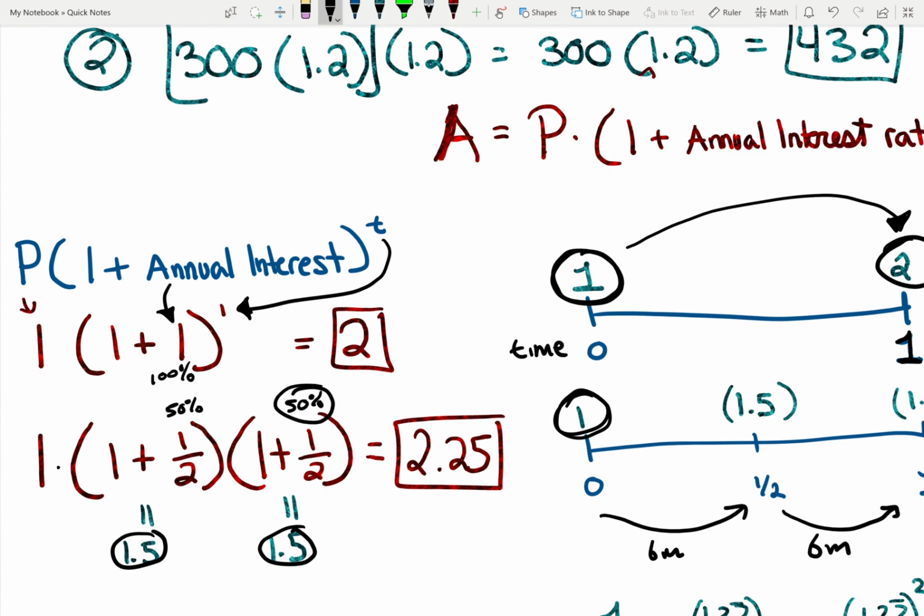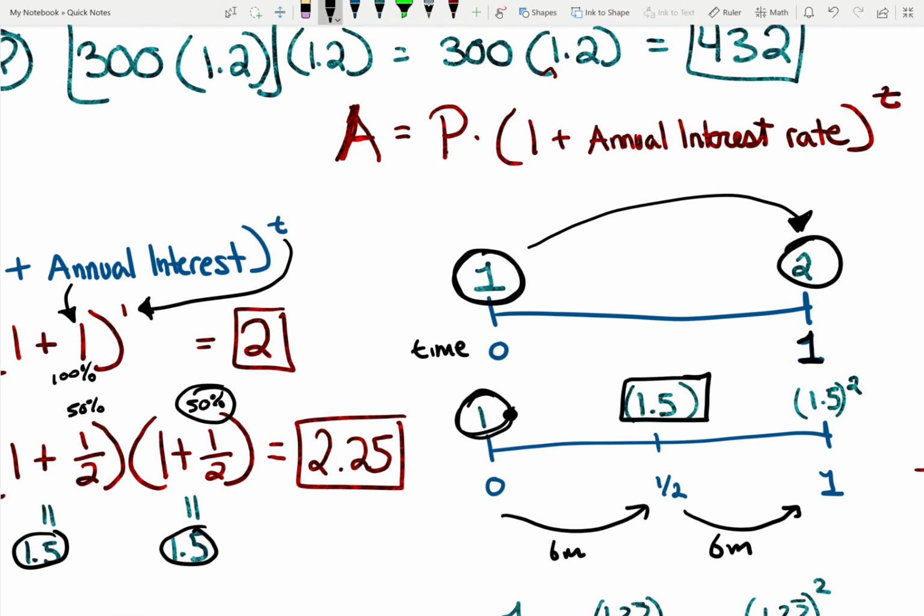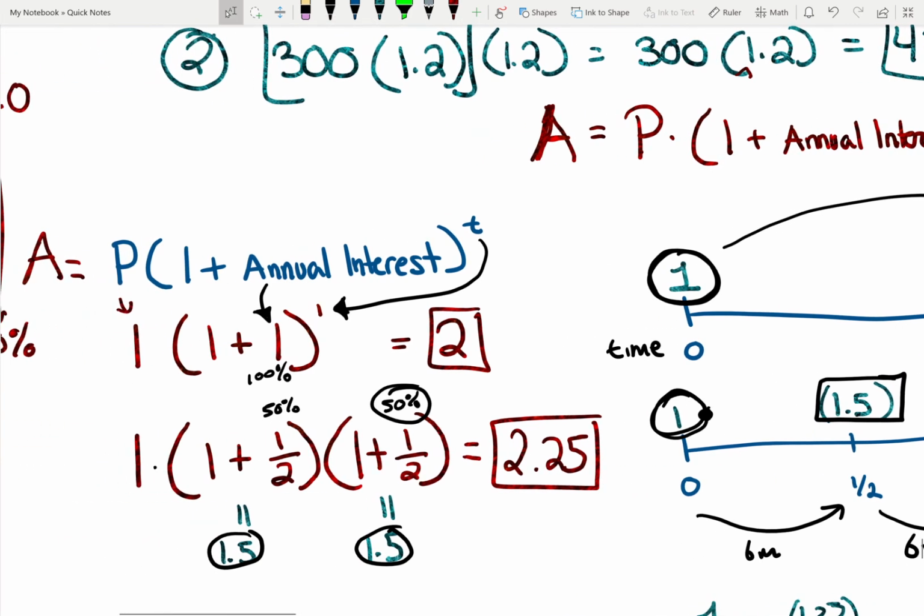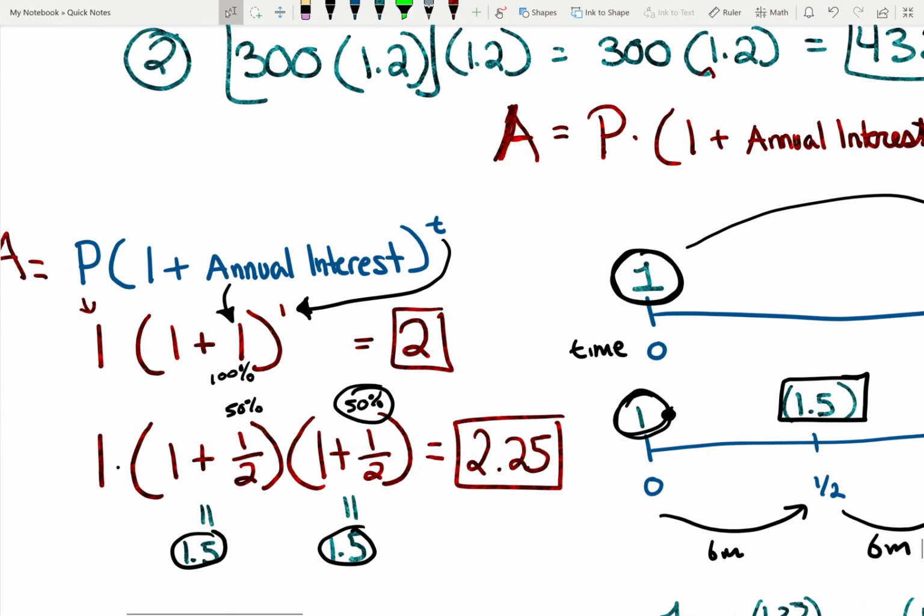So I start with $1. Halfway through the year, I gained half of that 50%, half of that 100%. And then at the end of the year, I'll take the second half. So how much money do I have at the end of the year? Well, if I multiply this correctly, I have 1.5 times 1.5 times 1. And that actually equals 2.25. So what have we learned so far?